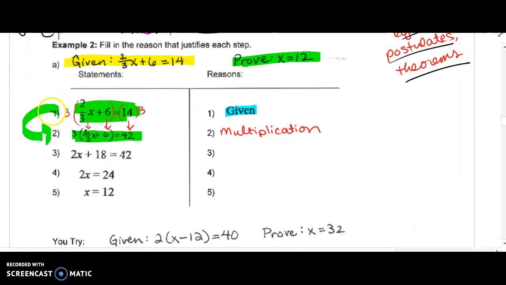Then, notice this, there's kind of a lag behind on the right hand side. From line 1 to line 2, what happened goes on line 2. Okay, let's see, from line 2 to line 3, what happened? The 42 didn't change, but it looks like this 3 on the outside of the parentheses was distributed, so we're going to call that distributive.